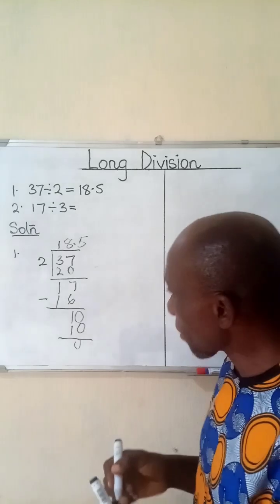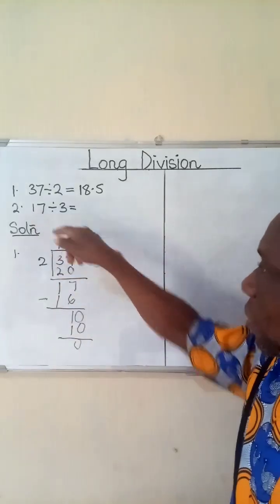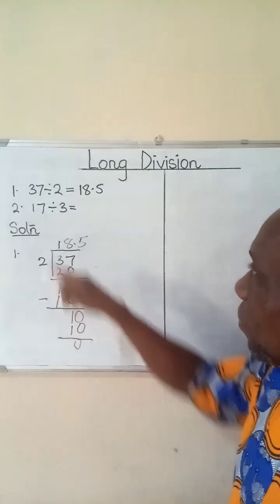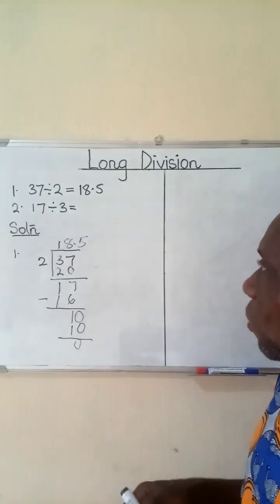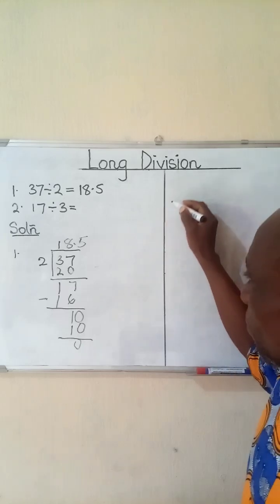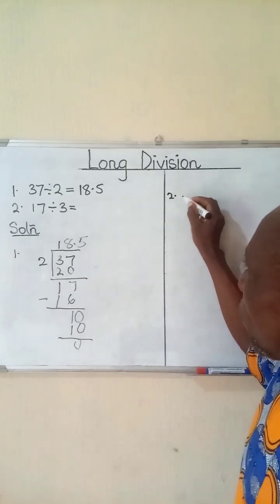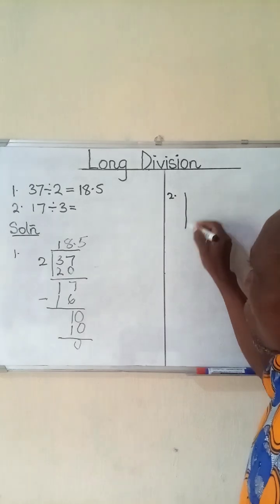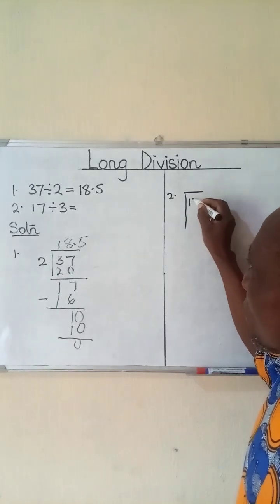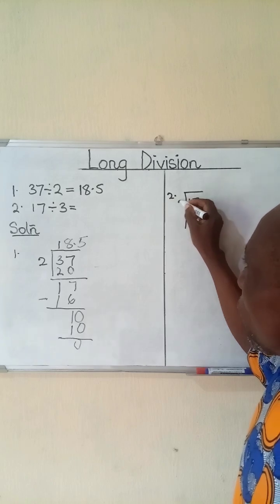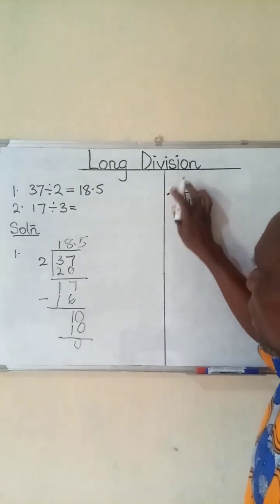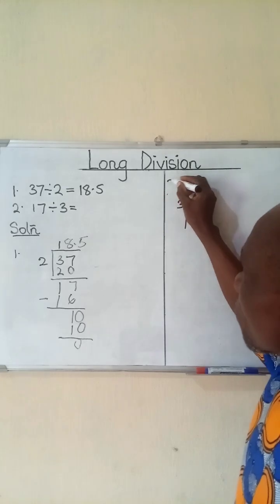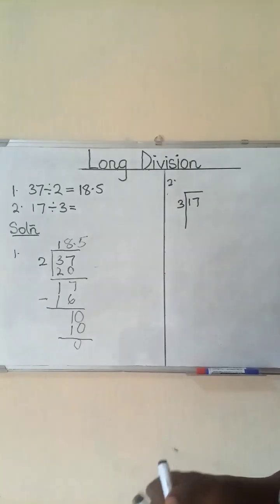Let's go for the second one. The second one we are having is 17 divided by 3. So the dividend in this case is 17. The divisor is 3. We do the same thing. So for number 2, I'll draw my symbol. I put 17 inside, and then 3 will be outside, okay? Let me move this so that it will not confuse us. That's for number 2.